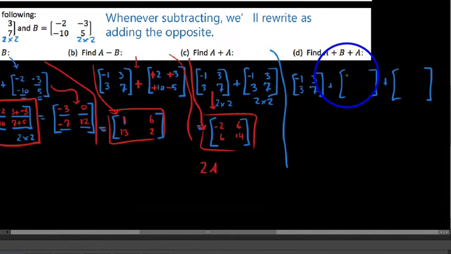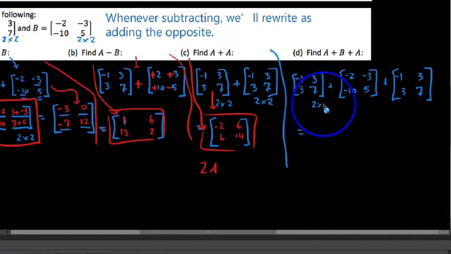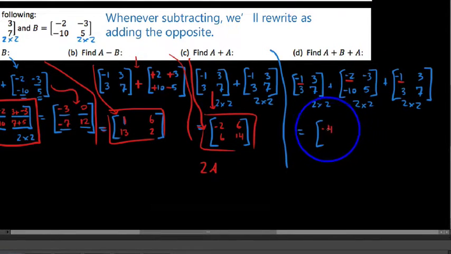So A is negative 1, 3, 3, 7. B looks like negative 2, negative 3, and then negative 10 and 5. And then we're going to repeat A over here. We have negative 1, 3, 3, and 7. Just like we would before, a 2x2 plus a 2x2 plus a 2x2, we're going to add corresponding entries. So straight across, negative 1 plus negative 2 is negative 3. Negative 3 plus negative 1 is negative 4. So our new entry here is a negative 4.